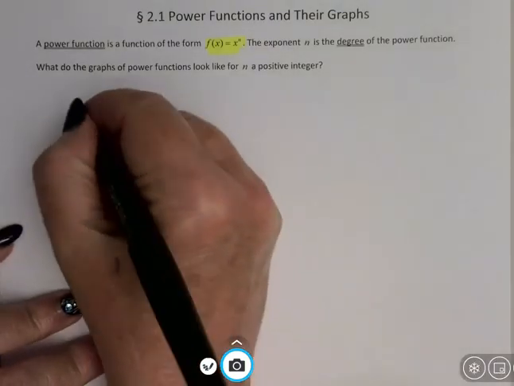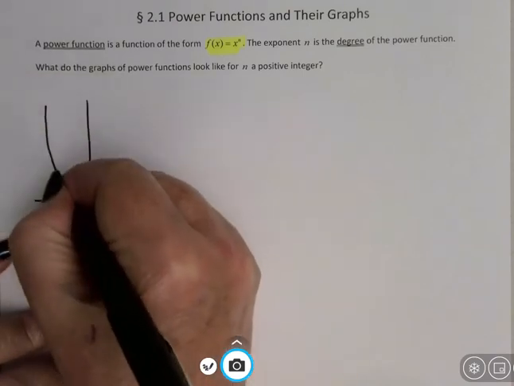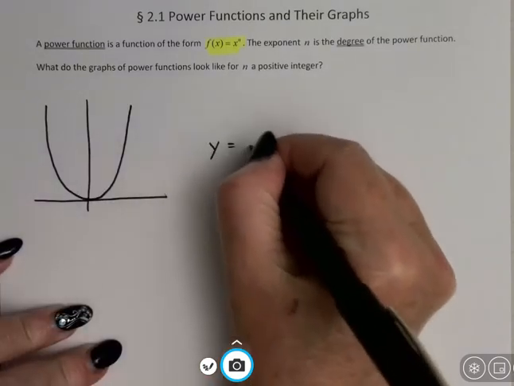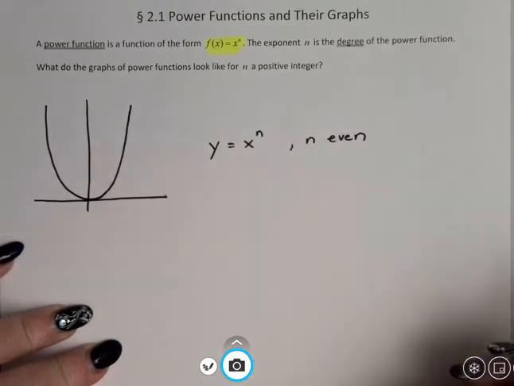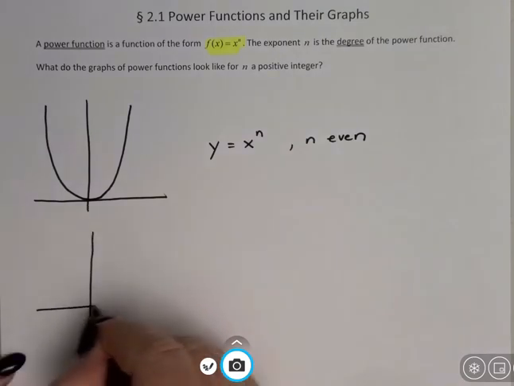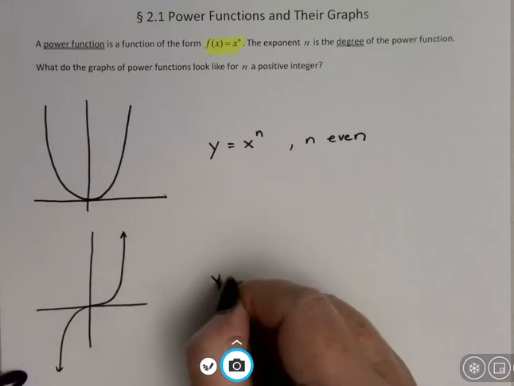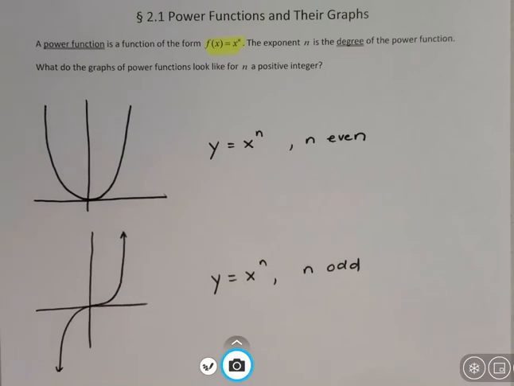So I'm going to make a couple of conclusions here. I'm going to say that I get a slightly flattened parabola when I graph y equals x to the n for n even. But I get this kind of a wave-like function when I graph y equals x to the n for n odd. We'll be using those as our prototypes or our parent functions to graph some transformations.